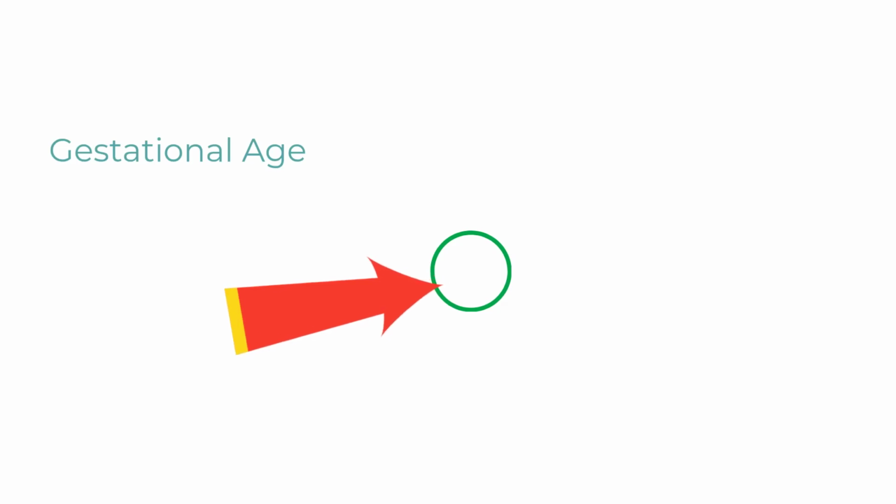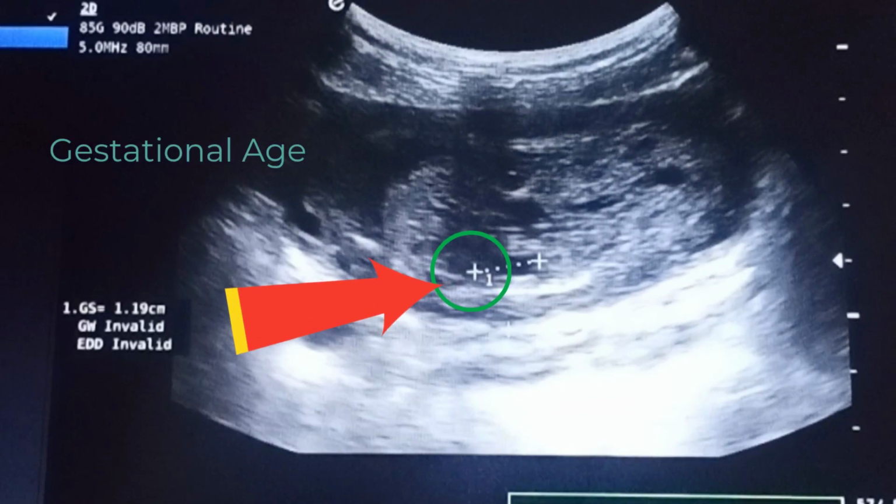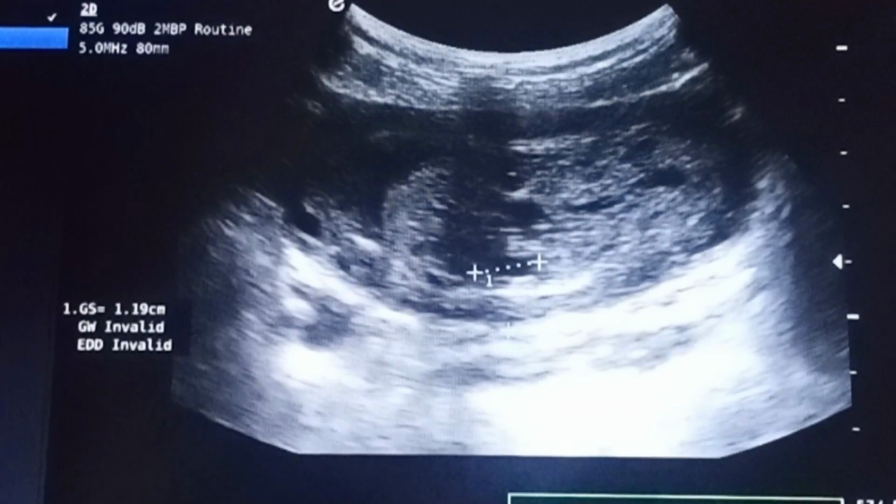When we estimate the gestational age using the mean sac diameter, the measured gestational sac-like structure is approximately 11.9 millimeters, which strongly suggests a molar pregnancy on ultrasound.